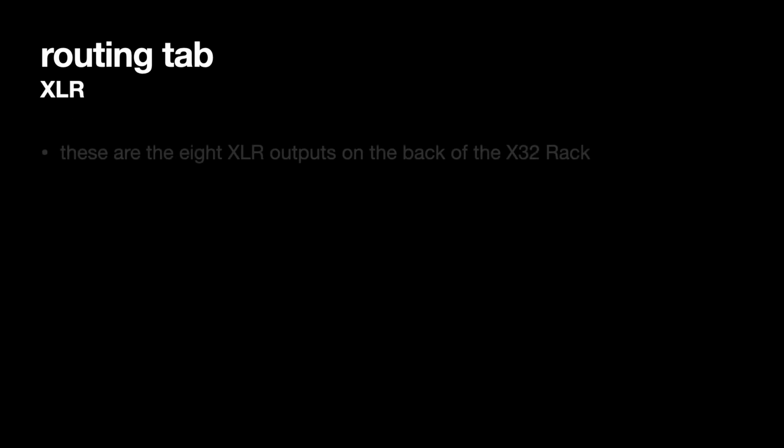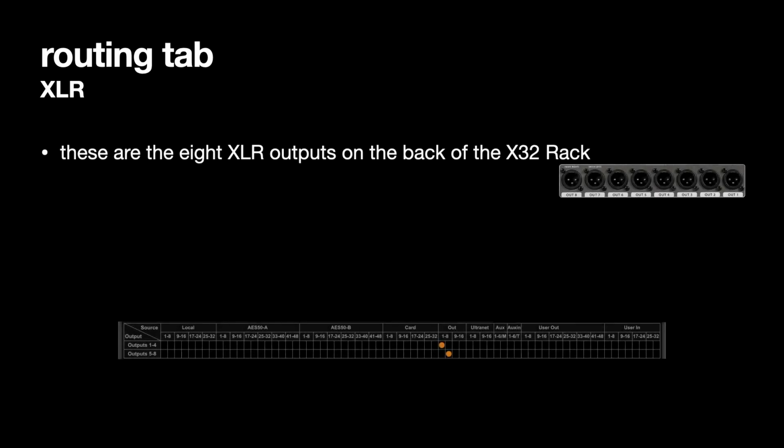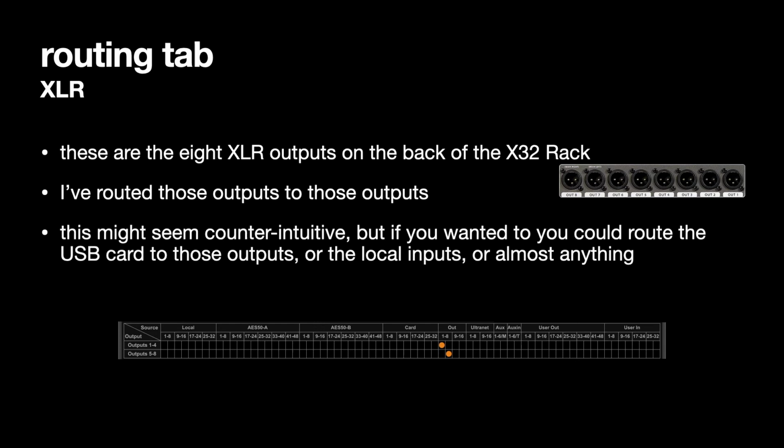The XLR outputs on the back of the X32 Rack, well, at the moment I've chosen to route the outputs to the outputs. So the outputs 1 to 8 are being sent out of outputs 1 to 8. That kind of seems like a bit of duplication, but you can route anything to those outputs. So you could choose to send the card 1 to 8 to the outputs 1 to 8 if you wanted to.